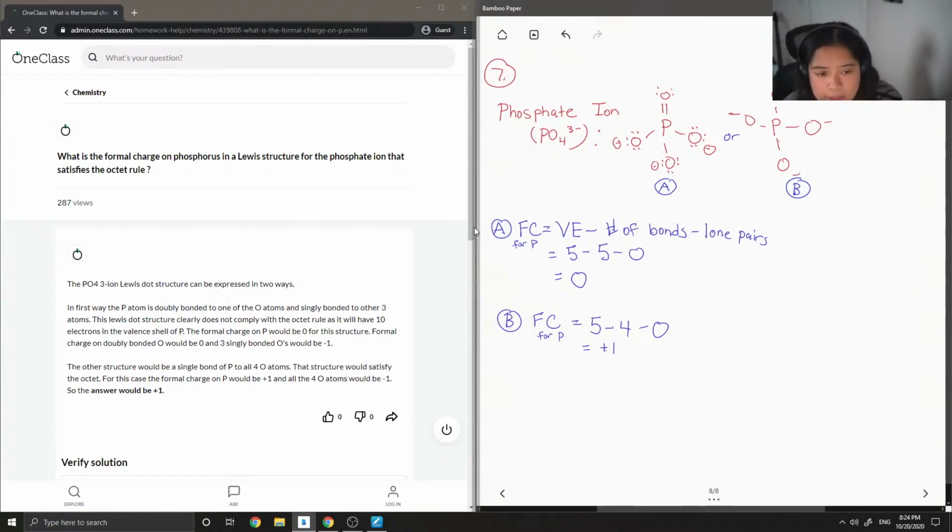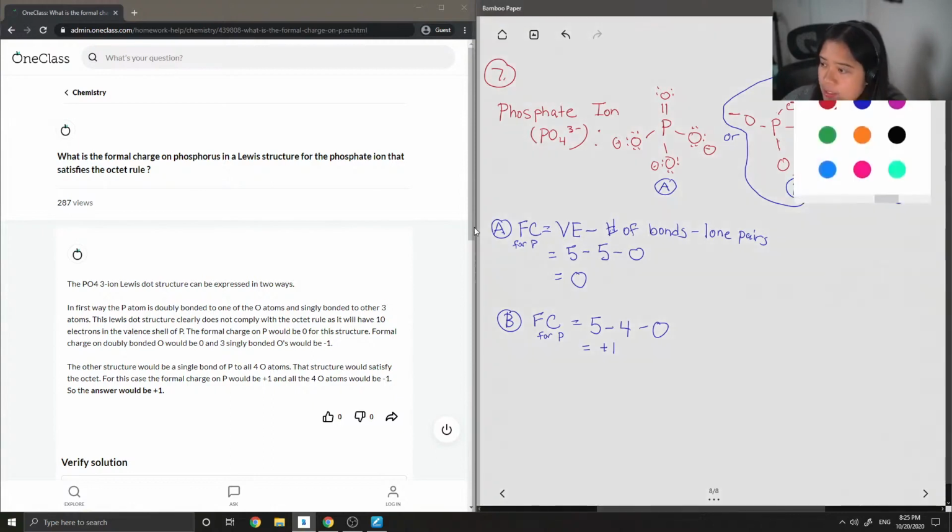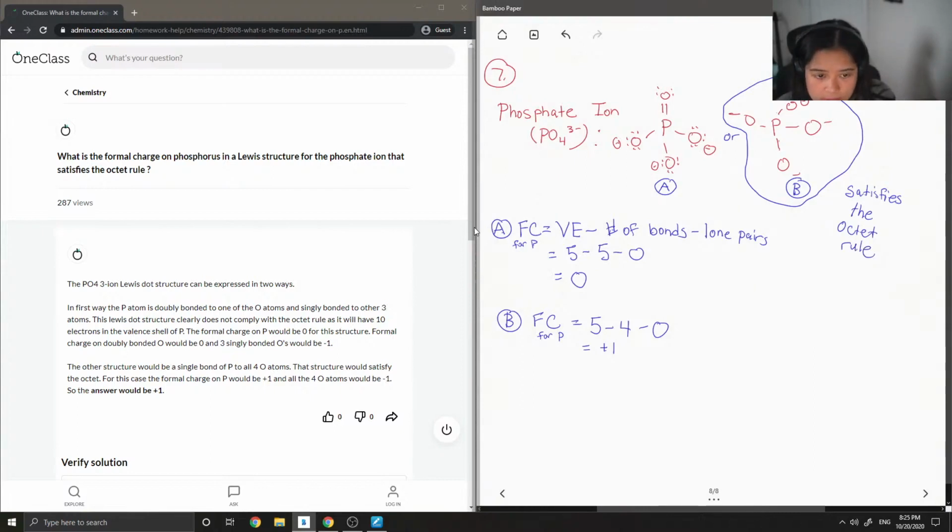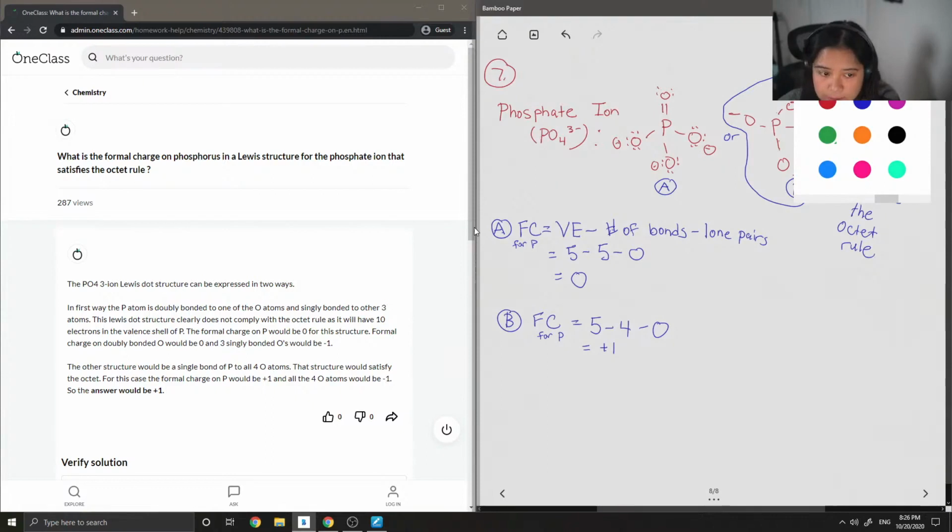So the question is asking, what is the formal charge on phosphorus in a Lewis structure for the phosphate ion that satisfies the octet rule? If you look at both A and B, B is the one that satisfies the octet rule. That just shows that it has the 8 electrons in its shell. Here, let me rewrite this so that you can see it. Yeah, so this satisfies the octet rule. So the formal charge would be plus 1 as our answer.